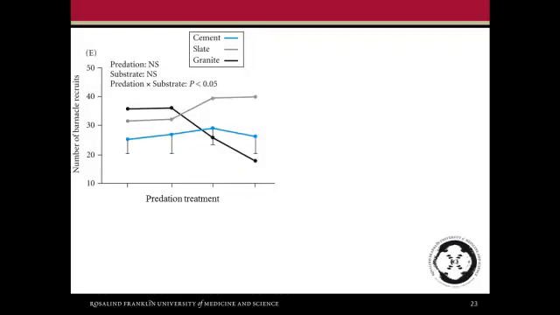When we look at this one, it suggests there's no significant effect of predation. So if you look at the 4 different treatments, and if you didn't care what substrate there was, you just took an average, that means that there's no significant difference across the different predation treatments. When you average across the predation treatments, when you're just looking at the different substrates, there's also no significant difference, but the lines are crossing, and so there is an interaction.